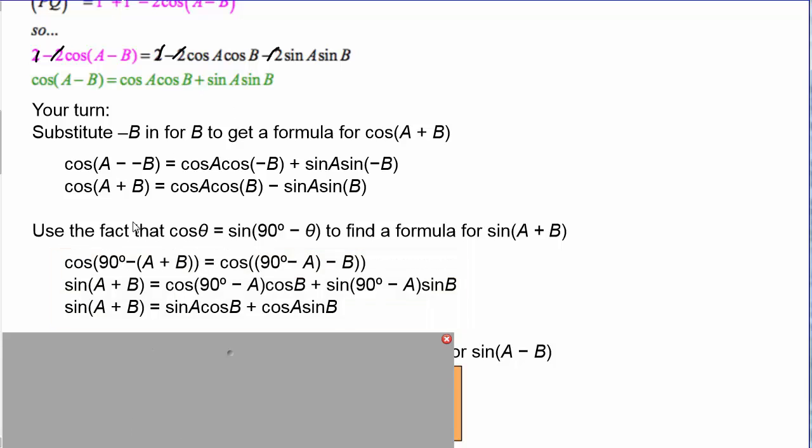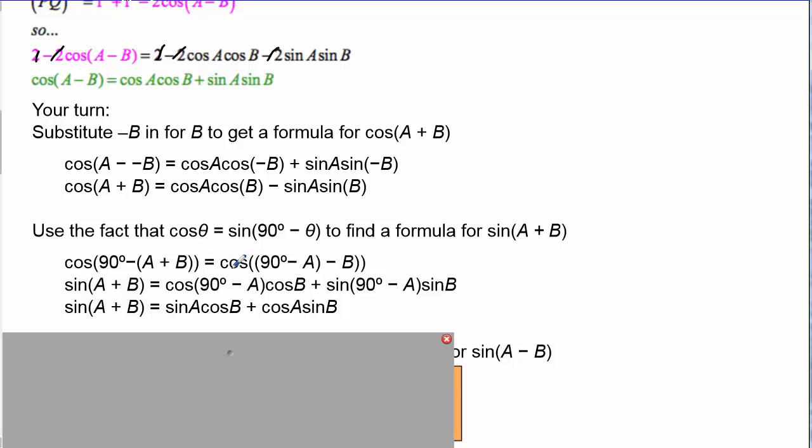Let's suppose I have 90 minus a plus b, for example. So we take the cosine of 90 minus a plus b, and that's going to be the sine of a plus b, right? So by using our cosine rule of 90 minus a, we're using this cosine rule right here, 90 minus a plus b, we get the sine of a plus b.